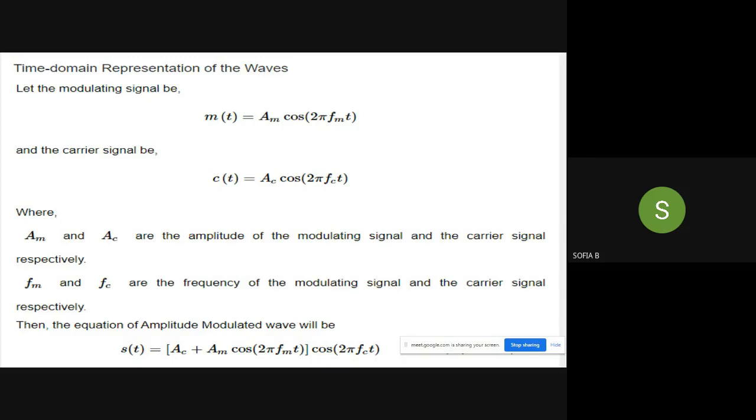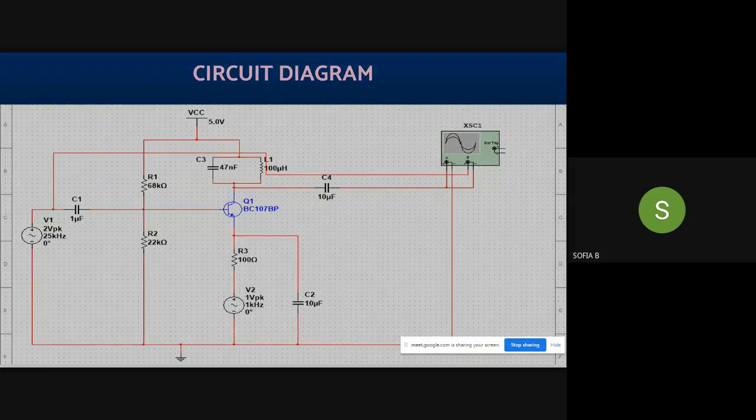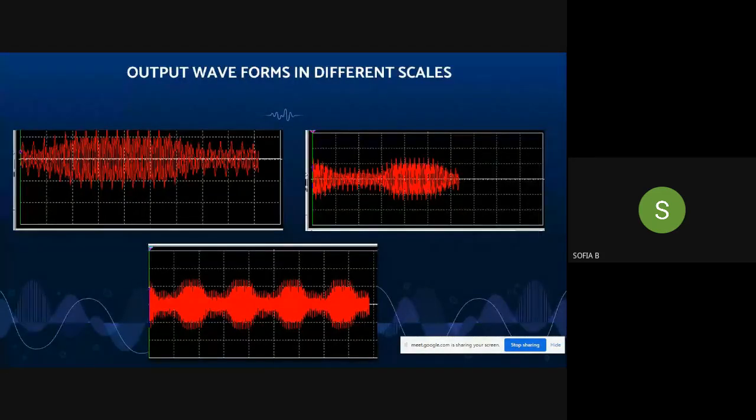The equation of amplitude modulated wave will be s(t) = [Ac + Am cos 2πfmt] cos 2πfct. This is a circuit diagram, and this is an output waveforms in different scales.